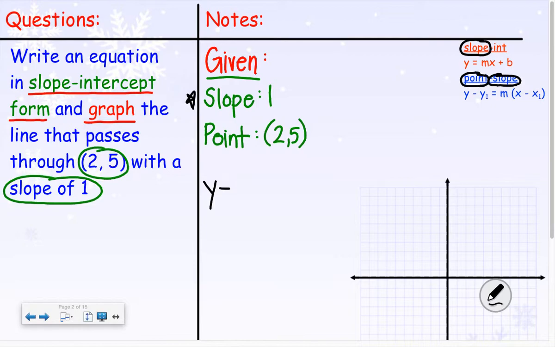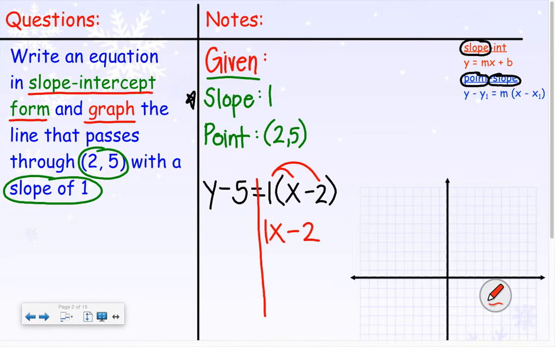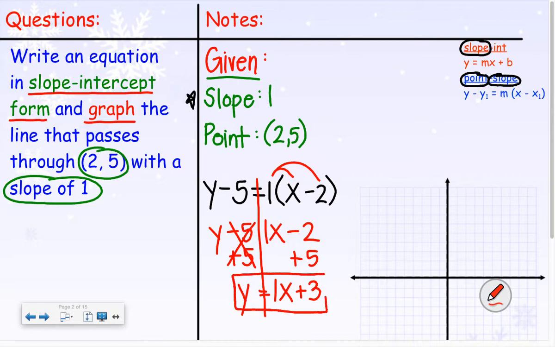So y minus my y-coordinate, which is 5, equals my slope, which is 1, times x minus 2, my x-coordinate. To get this into slope-intercept form, all I have to do is get y by itself. I'll do that by distributing, and then adding 5 on both sides. So y equals 1x plus 3. This equation is now in slope-intercept form, so I've done this part of my problem.